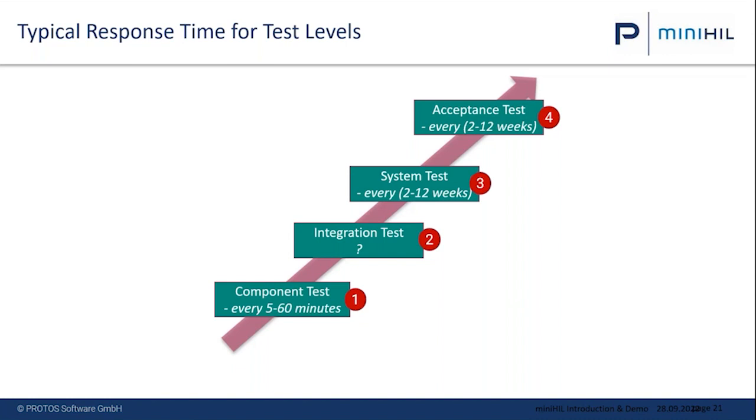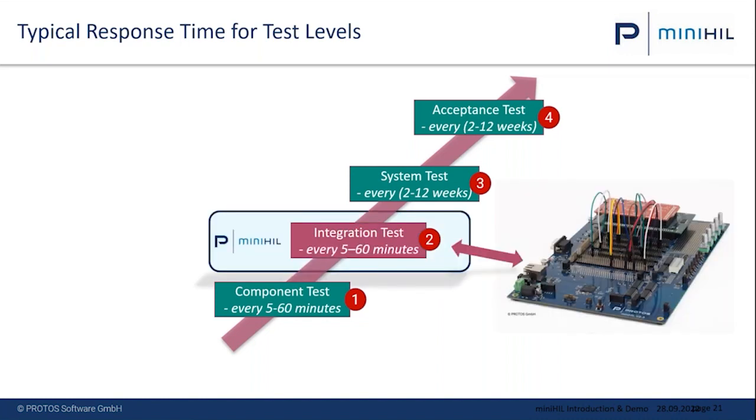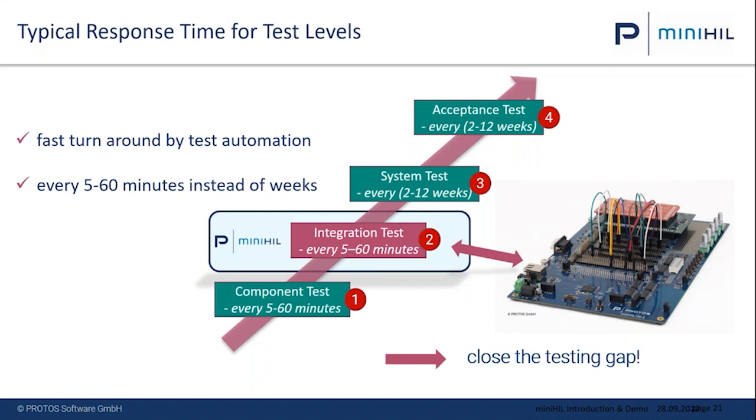So the system test also usually runs the acceptance tests. That's why the acceptance tests also do not run much more often than the system tests. So now with the mini-HIL, we can run the hardware-software integration tests also in the range of minutes instead of weeks or months, because it's completely automated. So on every commit or on every change, you can run the test. So we get a really fast turnaround, and you close the testing gap between the unit test and the system test with completely automated test cases.